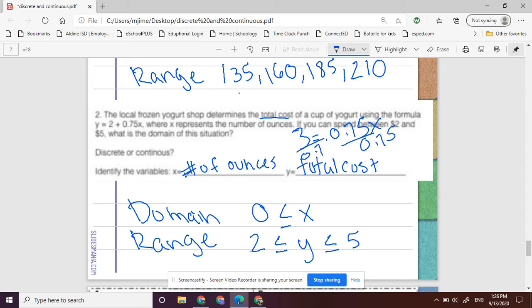Well, I don't have a calculator with me right now, so I'm going to use some mental math. It's 75 cents. If I get 2 ounces, 75 plus 75 is $1.50. And then $1.50 plus $1.50 is 3. So that means that's 4 ounces. It gets to 4.